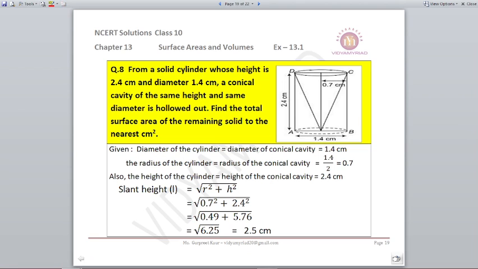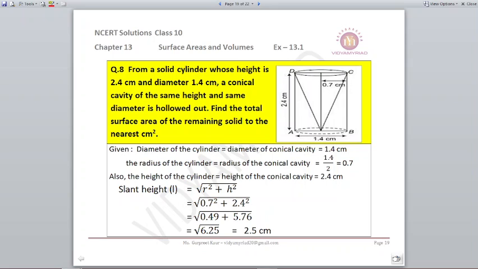Next, from a solid cylinder whose height is 2.4 centimeters and diameter 1.4 centimeters, a conical cavity of the same height and same diameter is hollowed out. Find the total surface area of the remaining solid to the nearest centimeters square.